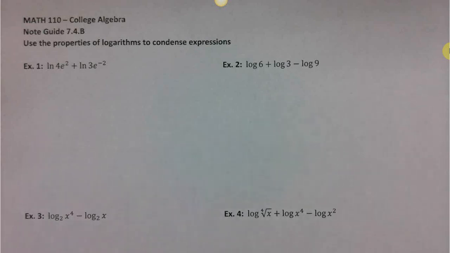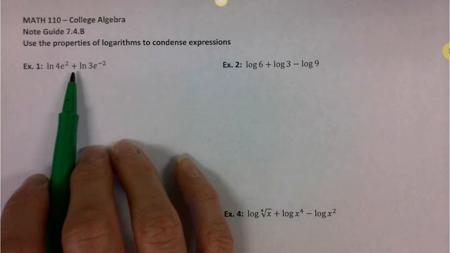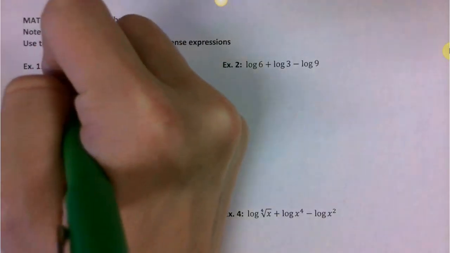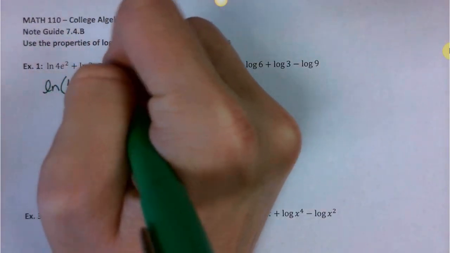Now we want to use our properties going the opposite direction to turn a string of logarithmic expressions into just a single log expression. So in example 1, we're given the natural log of 4e squared plus the natural log of 3e to the negative 2. One of our properties told us that an addition of logarithms is the same as a multiplication inside of a single log. So in other words, we can rewrite this as the natural log of 4e squared times 3e to the negative 2.